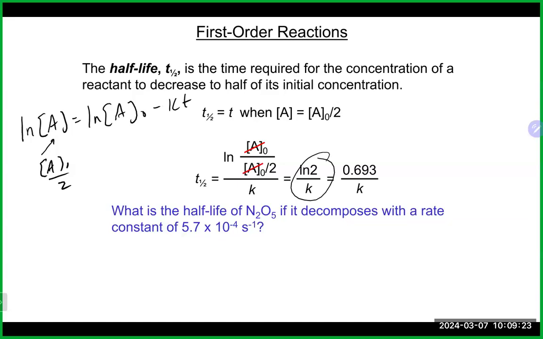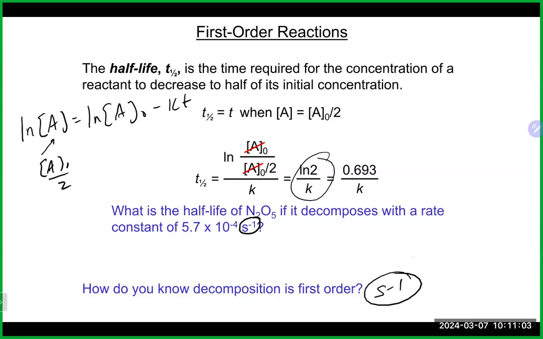So here we're looking for the half-life of N2O5 if it decomposes with a rate constant of 5.7 times 10 to the minus 4. Looking at this, if you weren't sure what the order was, the rate constant, which is in reciprocal seconds, answers this question. We know it is first order because of the units associated with the rate constant. That means we want to use our half-life equation, which is the natural log of 2 divided by k.